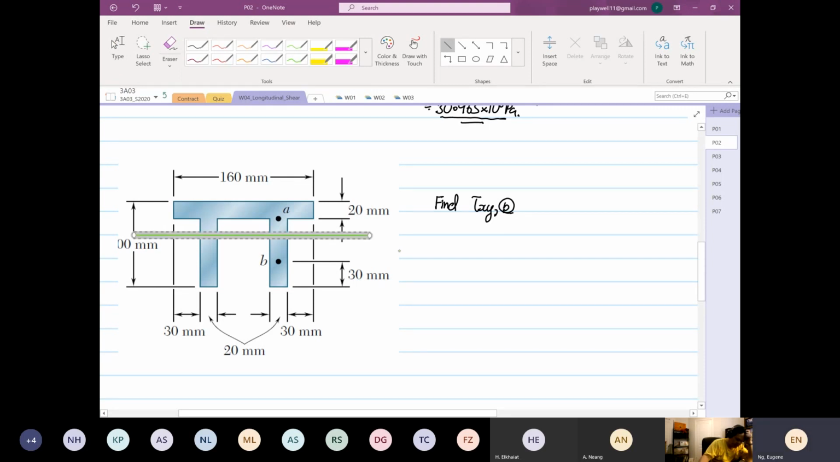So this is our neutral axis. The shearing force is coming from the vertical again. Now, can someone tell me how are we going to find the shearing stress at point B, please? Can someone just try? I'll try to help. You guys have to answer me, okay?